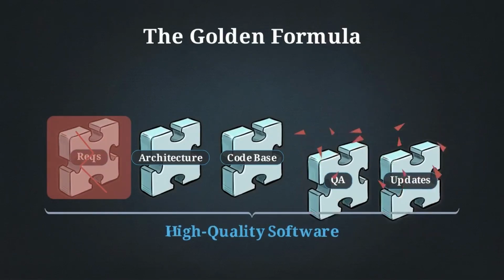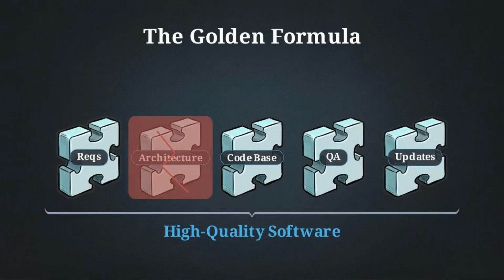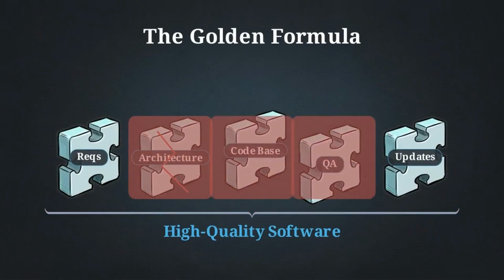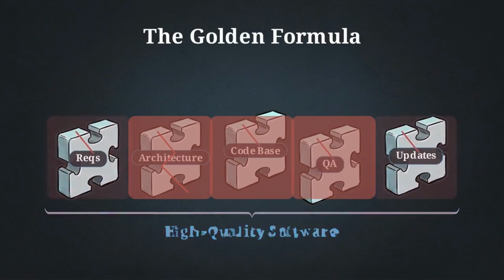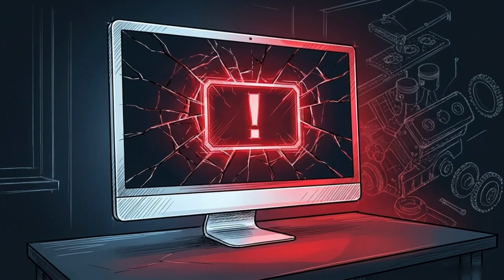If the requirements are flawed at the start, the engineers will end up building the wrong software. If the architectural design is poor, it becomes difficult to write clean, efficient code. Weak coding leads to bugs, and poor maintenance leads to the eventual failure of the system.